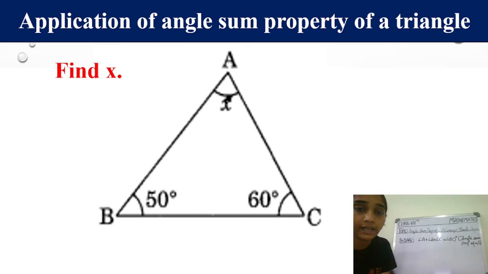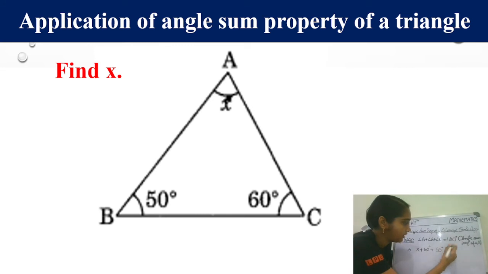Since we have to find X, it means we have to find what? Angle A. So instead of angle A, we can write X over here. And what about angle B? Yes, it is given as 50 degrees. And what about angle C? Yes, it is given as 60 degrees, and equal to what? 180 degrees.